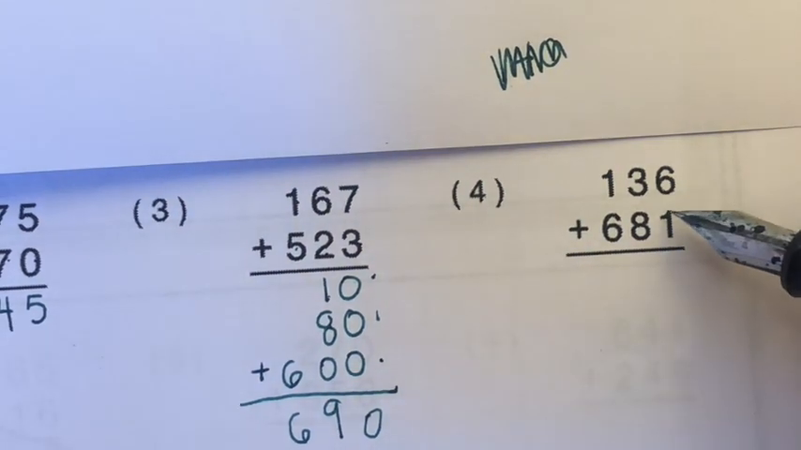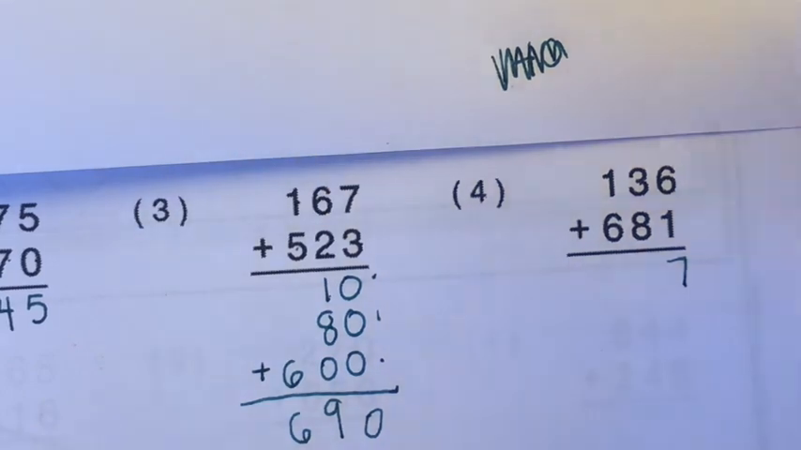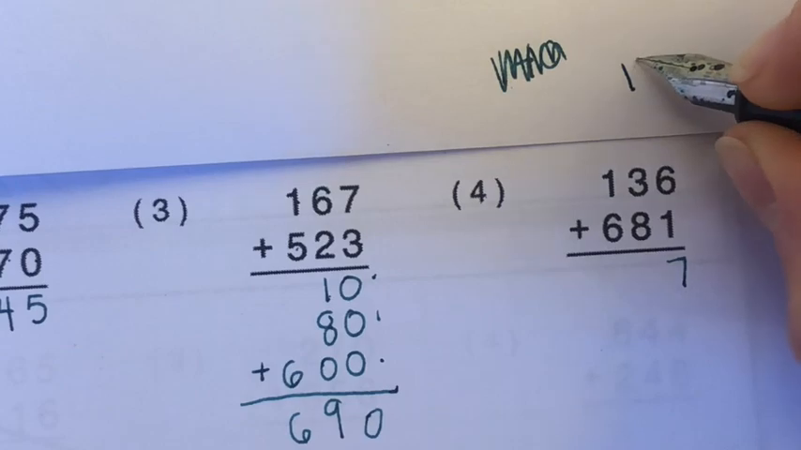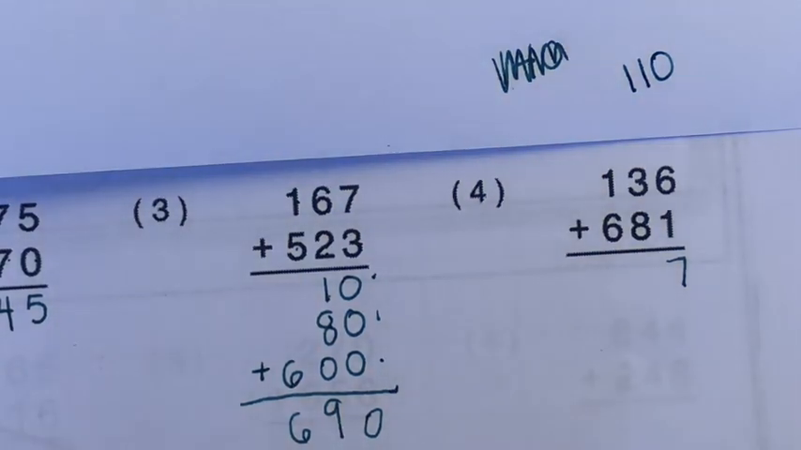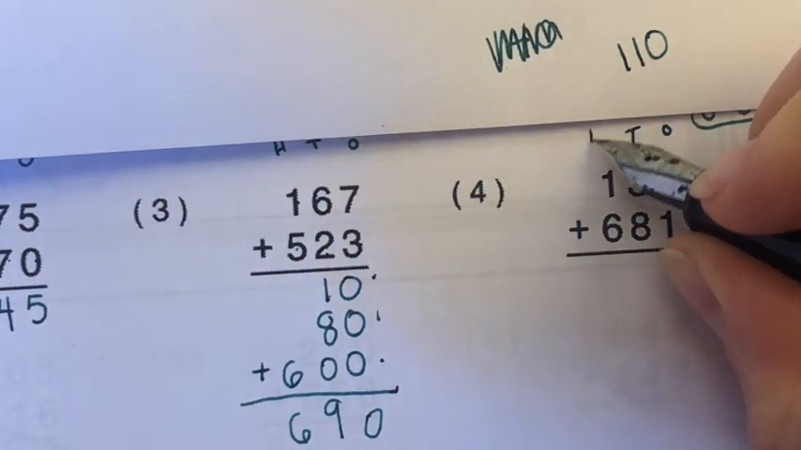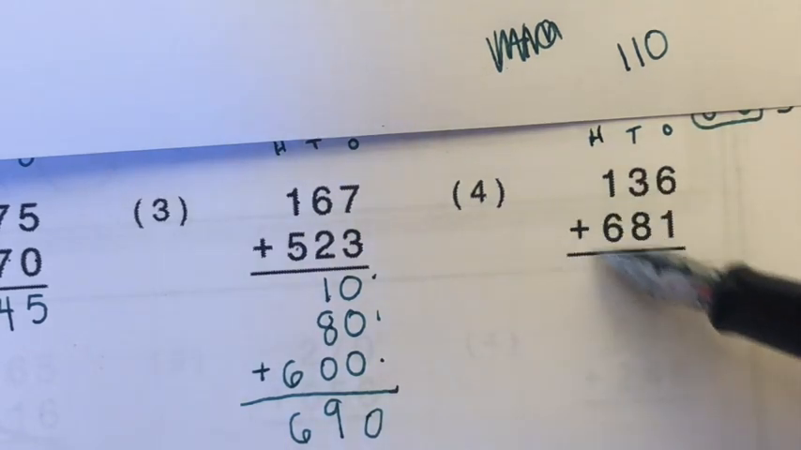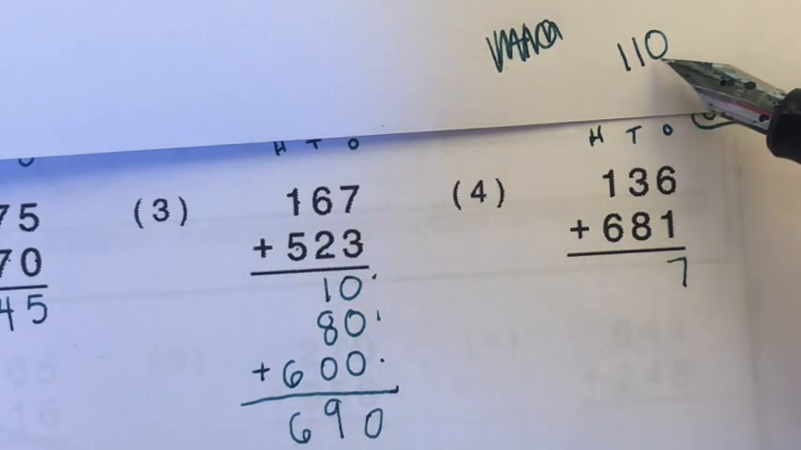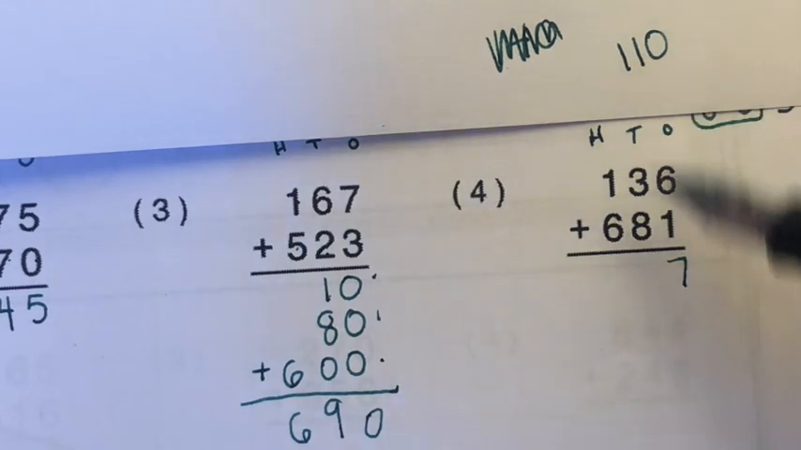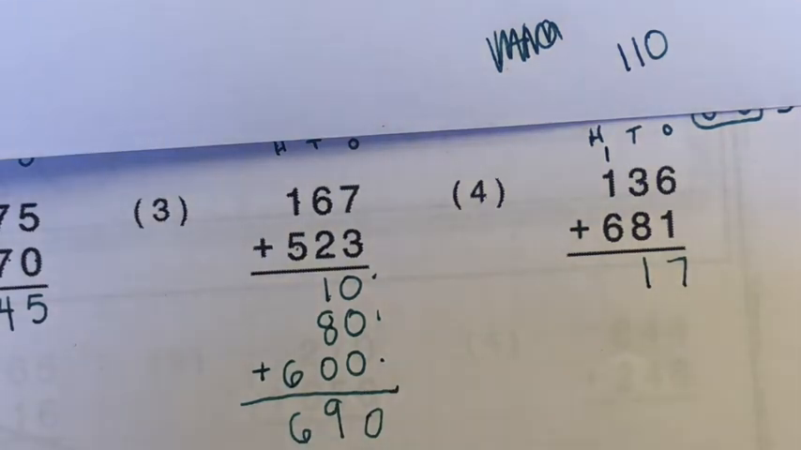So 6 and 1 is 7. 3 and 8, okay, I know 2 and 8 is 10, so 3 and 8 is going to be 11. Now, it's 30 plus 80. That's 110. 30 plus 80 is 110. So I've got my ones column, my tens column, and my hundreds column. I need to figure out how to write 110 so that I can keep all my numbers straight. So there's no ones. Don't have to worry about that. There's 110. And there's 100, so I'm going to put my 100 up here, okay?